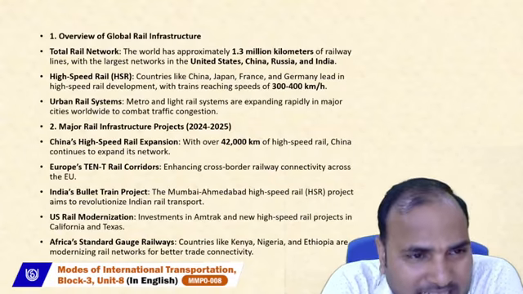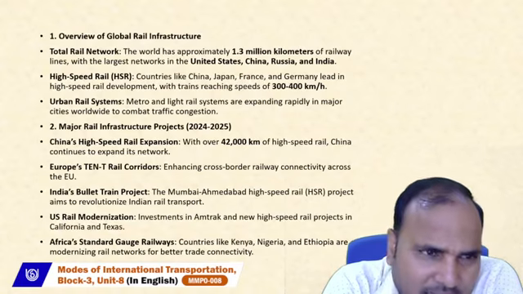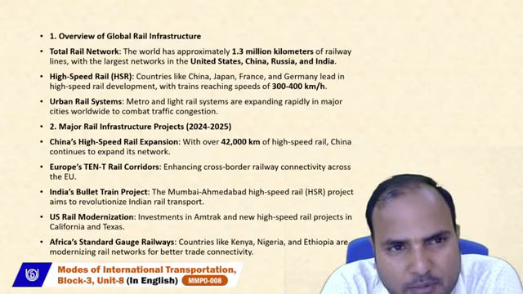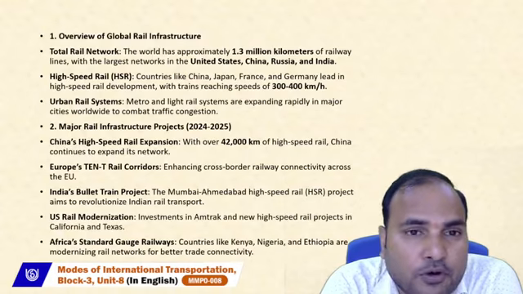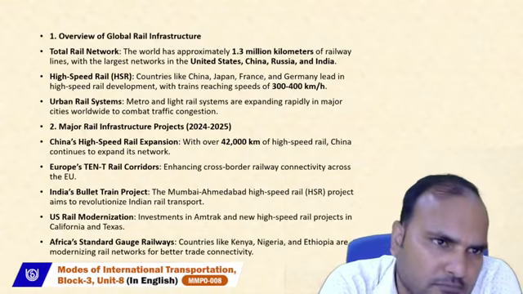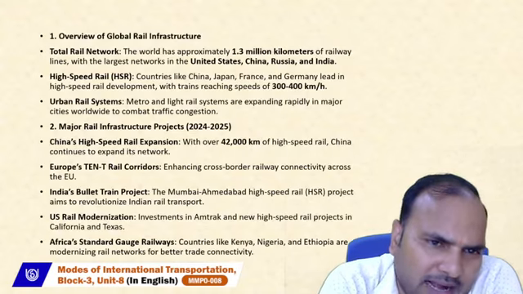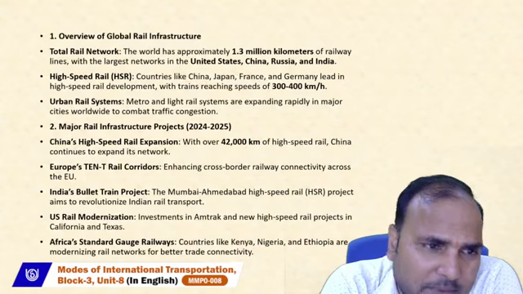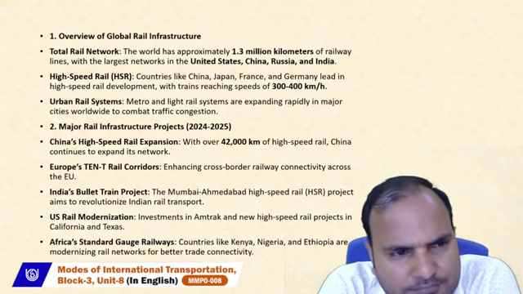If you think about high-speed rail, countries like China, Japan, France and Germany lead in high-speed rail development, with trains reaching speeds of 300 to 400 km per hour. Then in urban rail systems, metro and light rail systems are expanding rapidly in major cities worldwide to combat traffic congestion.